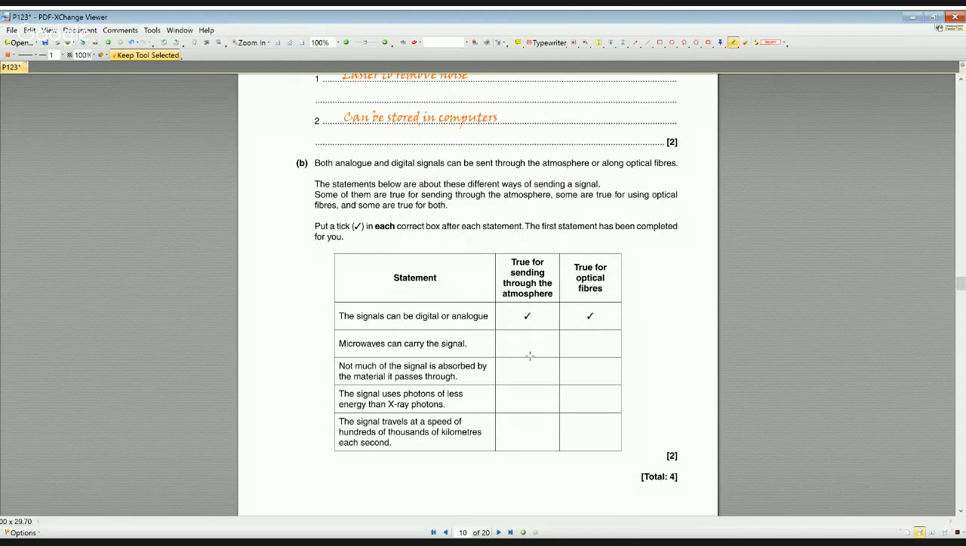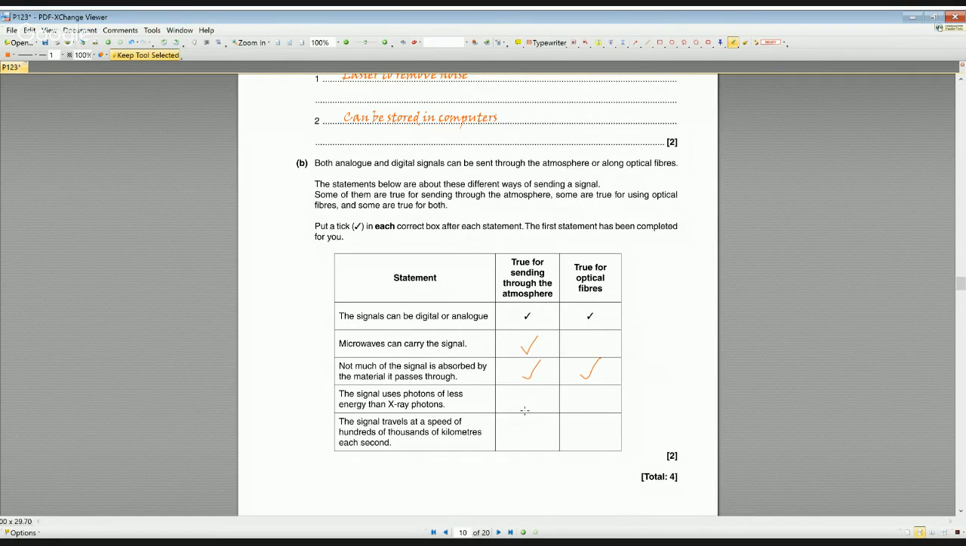So microwaves can carry the signal. Well, that's certainly true for sending through the atmosphere. That's how mobile phones work and how satellite television works. But you cannot use optical fibers for that. Optical fibers tend to just be used for visible light, not microwaves. Not much of the signal is absorbed by the material it passes through. Well, it's definitely true for passing through the atmosphere and also for optical fibers. If it wasn't true, you wouldn't get very far. These signals would run out so quickly that it wouldn't be worth doing.